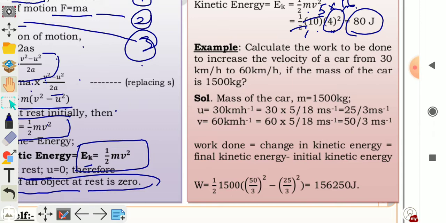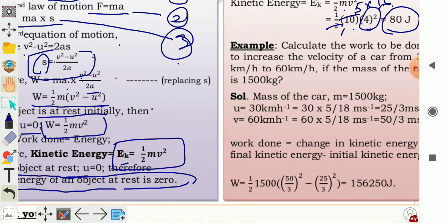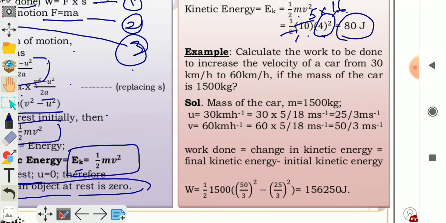First of all, you have to convert this kilometer per hour into meter per second. By converting this, we will multiply the kilometer per hour by 5 upon 18. So when we multiply 30 by 5 upon 18, we will get the value in meter per second. Now work done will be equal to the change in kinetic energy, means final kinetic energy minus initial kinetic energy.